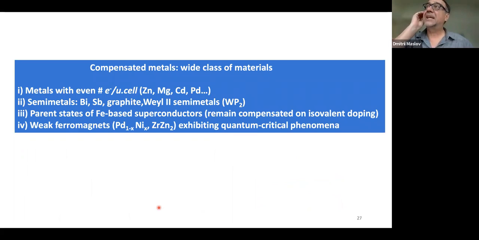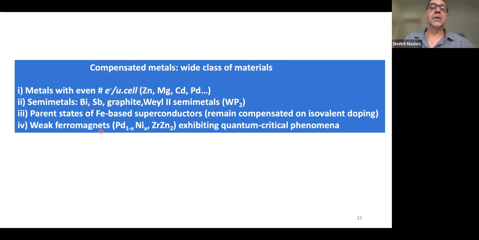And actually, this case sounds like a special case, but it actually involves a wide class of materials, because all metals with an even number of electrons per unit cell are compensated. They have an equal number of electrons and holes. And there are also semimetals: bismuth, antimony, graphite, while two semimetals, such as vanadium phosphorus, two parent states of iron-based superconductors are also compensated, and they remain compensated on isovalent doping.